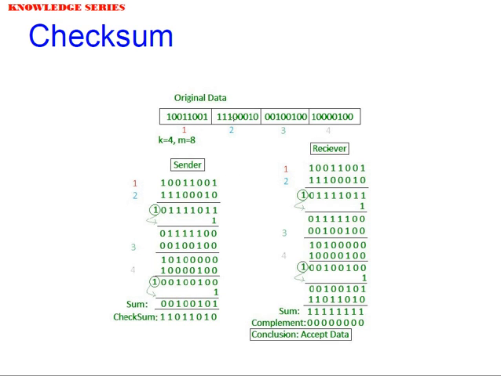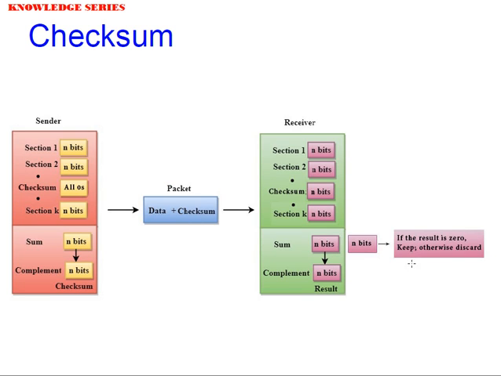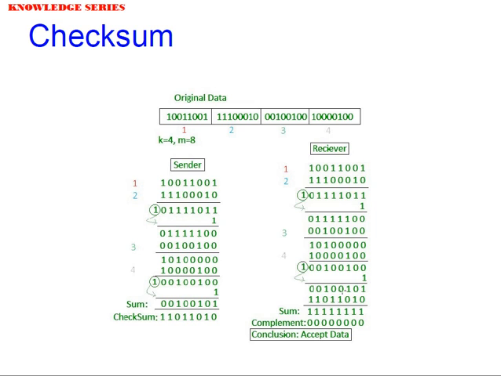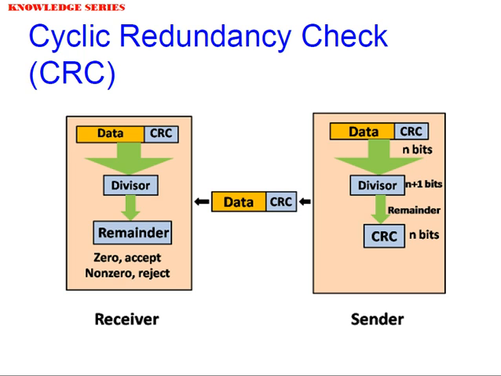At the receiver side, this entire bit stream is taken, the first 4 sections are taken. Just like how it was added, here also it is added. You can see the sum at this point, 0010010, that is the sum here. Now what you do is add this checksum. So you get the total sum. Its complement becomes 000. So what you have seen is, if the result is 0, you accept. That is known as accepted data. So this is known as the checksum form of addition.